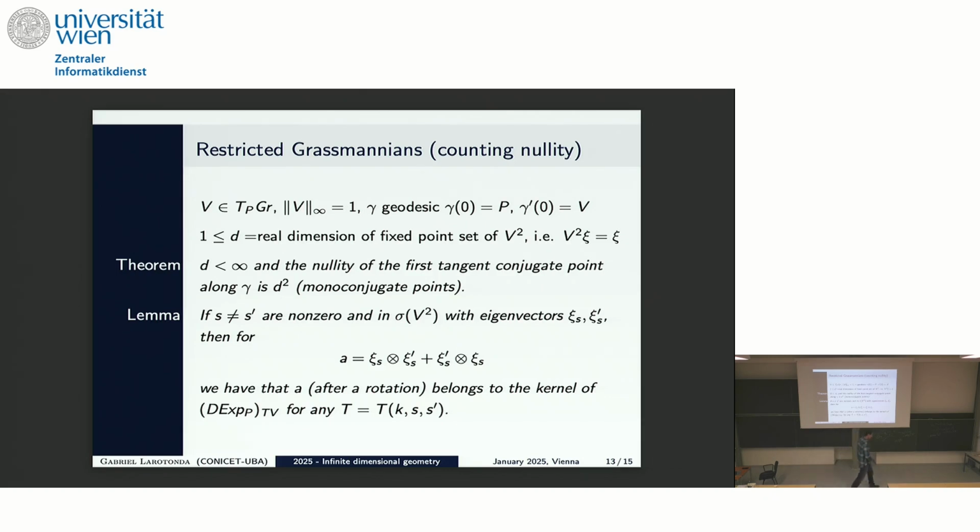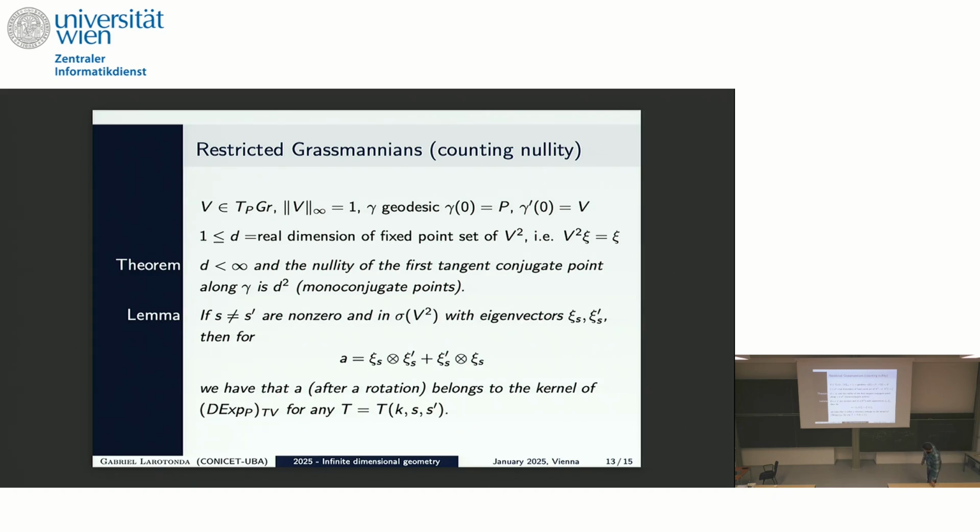And just to finish, you can really exhibit these objects in the nullity of the differential of the exponential map with some presentation using the eigenvectors for different values of S. You have eigenvectors for S and S prime, eigenvectors for B squared or for the modulus of B, which is the same, and you get this very simple elementary operator. Well, after rotation, this will belong to the kernel, and it can be shown that all of them are of this form. You have a complete picture of the nullity.